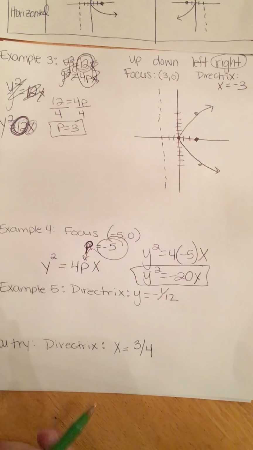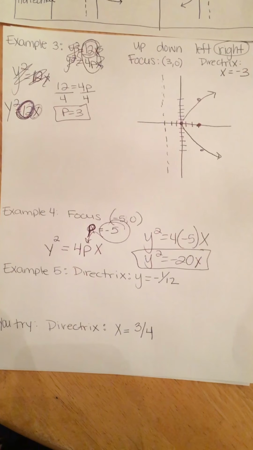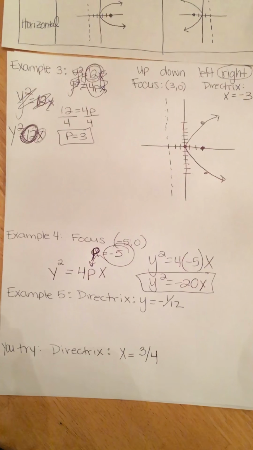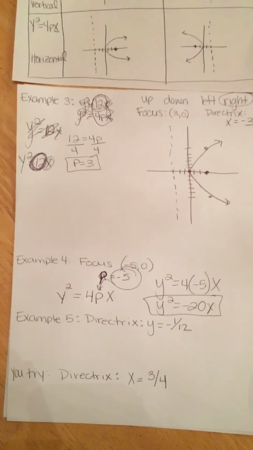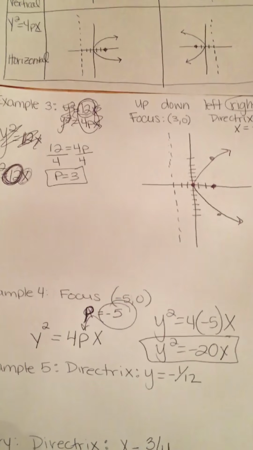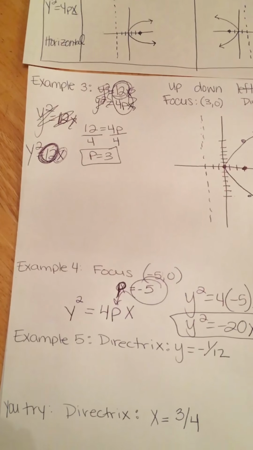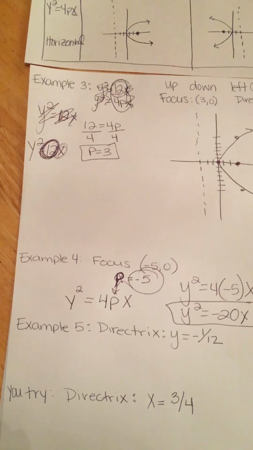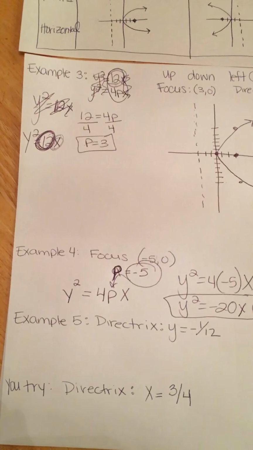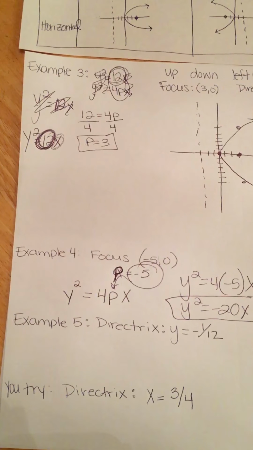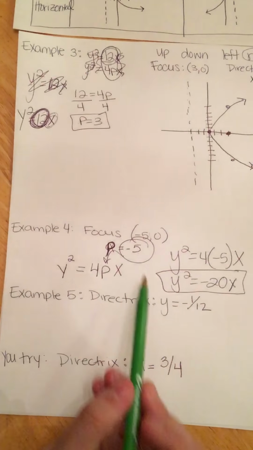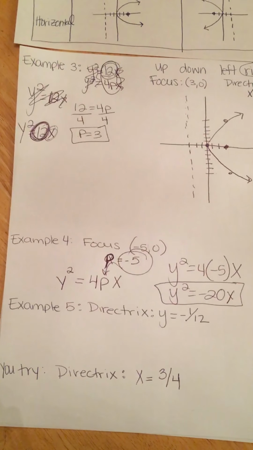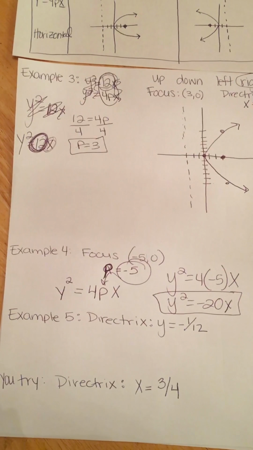So let's try an example 5. It's important to note that the directrix does not give you P. The focus gives you P. An easy way to remember it, this is going to sound terrible, is the saying, you have to focus when you pee, right? Yes, we all do. So that's the easiest way to remember it. So the focus gives you P, not the directrix.